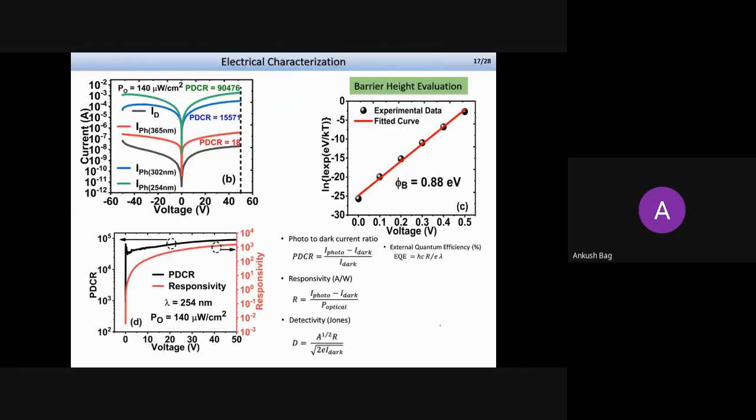Then coming back to the electrical characterization of our fabricated device. Here you can see the typical current-voltage characteristics.